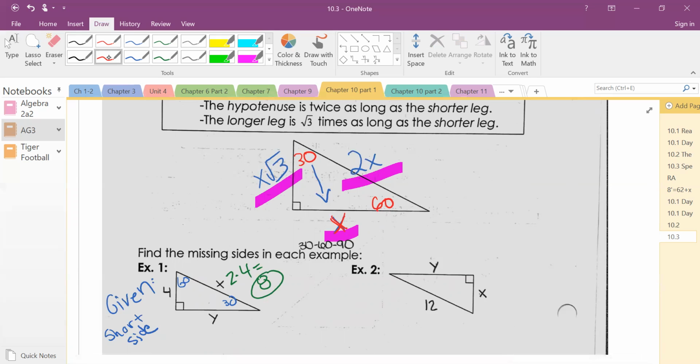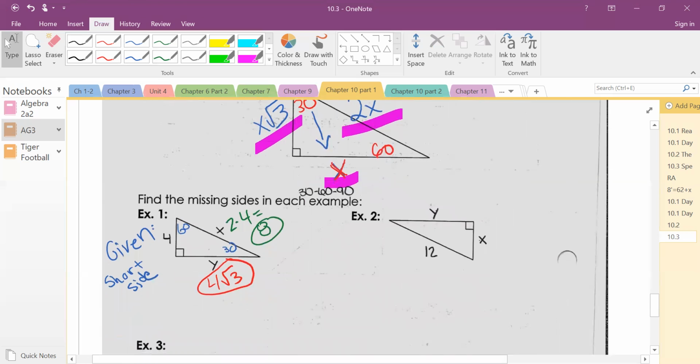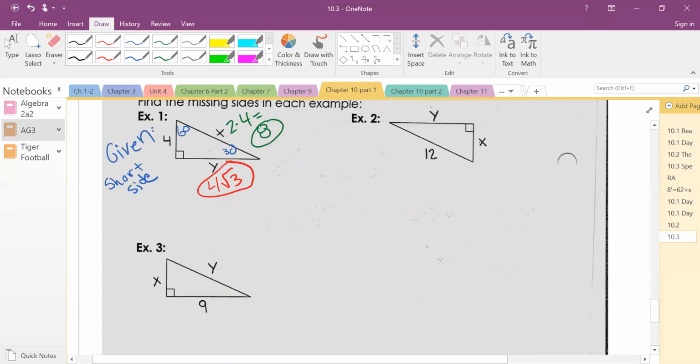What about the y? That's a longer leg. We know the longer leg is root 3 times the shorter leg. So we know it's going to be 4, which is the shorter leg, times root 3. Pretty easy, right? Just keep it straight. Write this on a note card or cheat sheet, and that's what you're going to use.